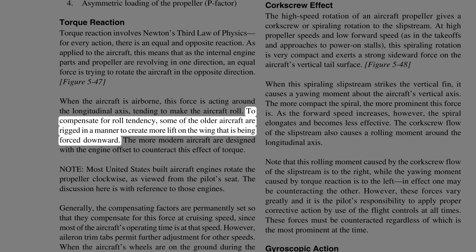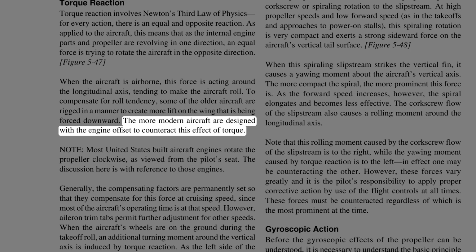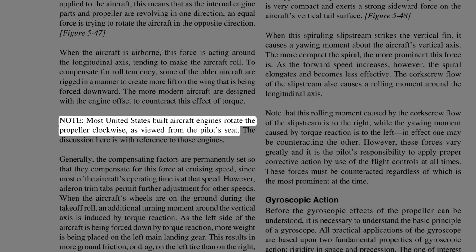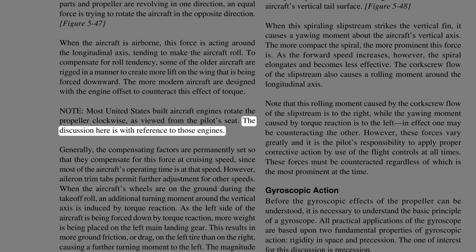To compensate for roll tendency, some of the older aircraft are rigged in a manner to create more lift on the wing that is being forced downward. The more modern aircraft are designed with the engine offset to counteract this effect of torque. Note: most United States-built aircraft engines rotate the propeller clockwise, as viewed from the pilot's seat. The discussion here is with reference to those engines.